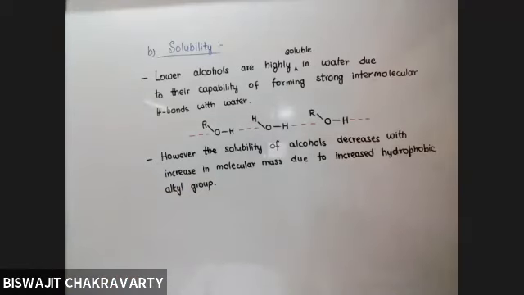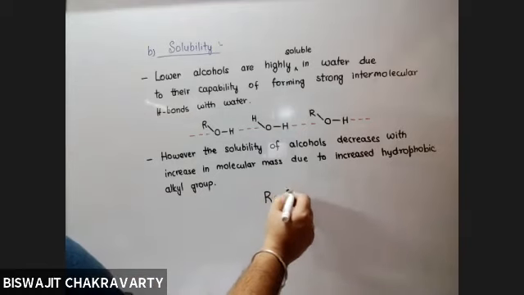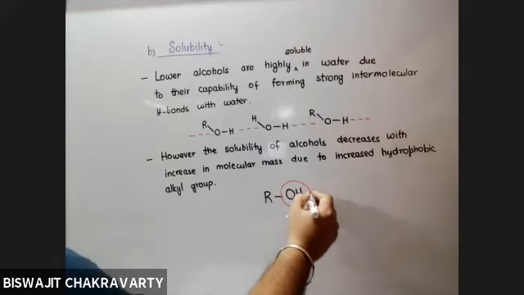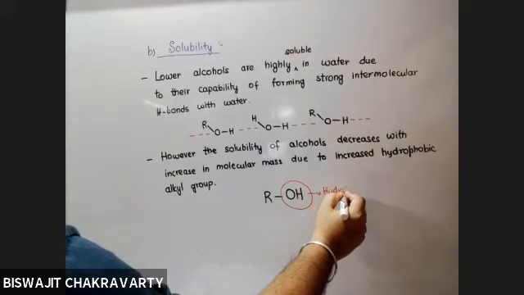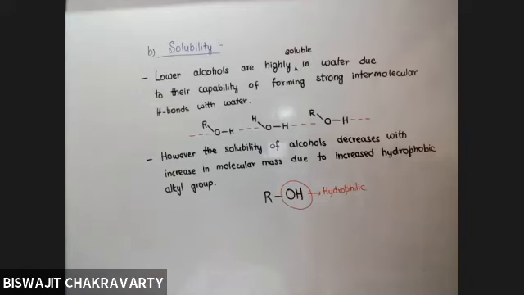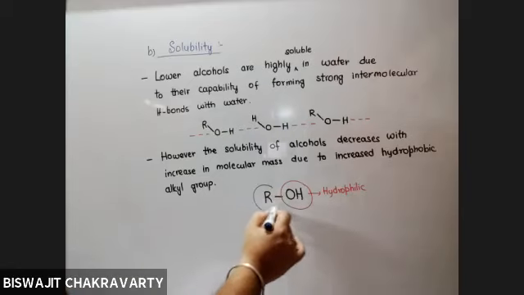Now, this is a very, very important point. See, alcohols are denoted as R-OH. Which part of alcohol is responsible for becoming soluble in water? R or OH? OH. So we say that OH is hydrophilic, isn't it? But R, which contains only carbon and hydrogen, is a non-polar part. It is not loving water, so it is hydrophobic.